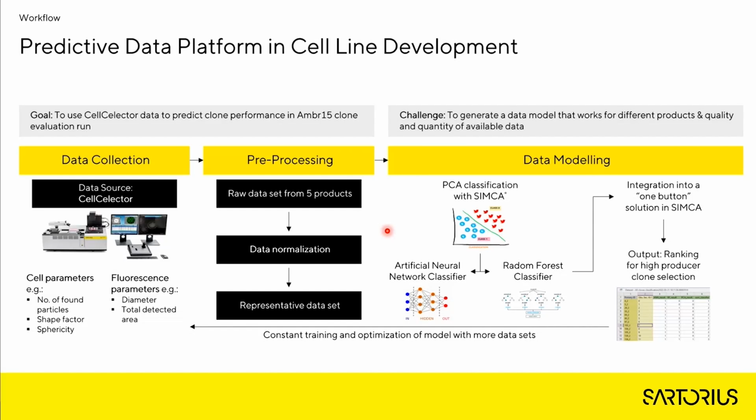And then as an output, we would get the ranking of clones based on the high-producing clone selection strategy. And this would be fed to the cell selector Sartorius device again for picking up the clones. And this would be a constant training and optimization of the model with more data sets, so every time you can retrain your model with new data to get more added value.